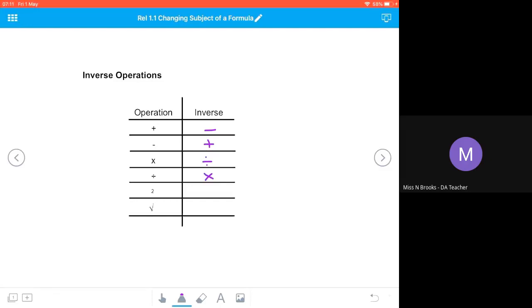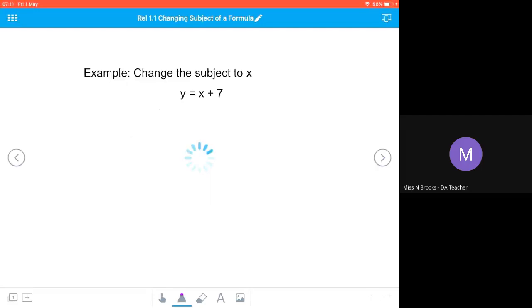Now, if you think about squaring a number, if I said I wanted you to calculate 4 squared, you would do 4 times 4 equals 16. And if I wanted to get back to the 4, then I would need to square root the 16 to get the 4. So the inverse operation of squaring is square rooting, and the inverse operation of square rooting is therefore squaring. And this works with any power and root. So if I wanted to work out the inverse process of cubing, it would be cube rooting. If I had the fourth root of something, then the inverse operation would be to the power of 4. So let's have a look at an example.